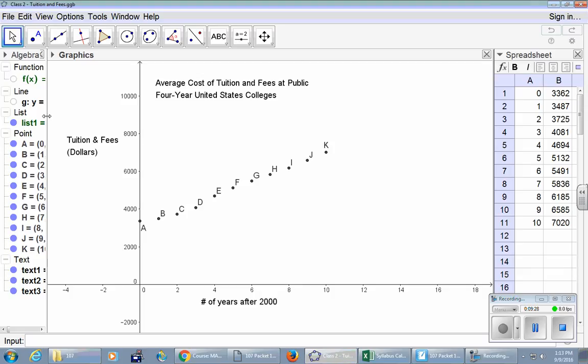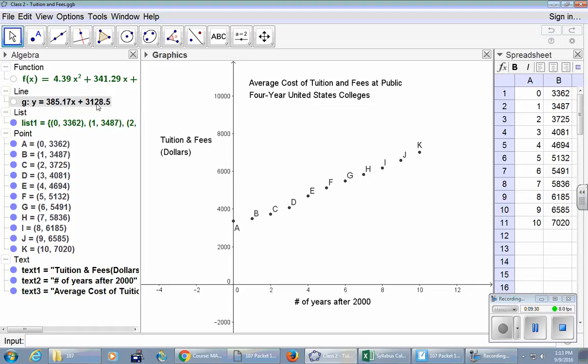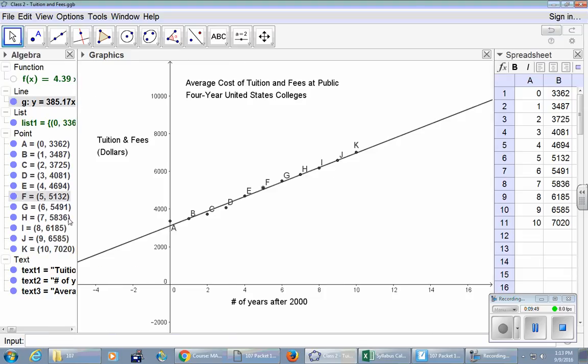The equation, I'll move this over a little bit. The equation of the best line for those data points is this, y equals. Now you guys have a lot of experience with y equals mx plus b. So the m and the b are these numbers here, 385 and about 3,000 and change. And so if I show you that line, it is there.